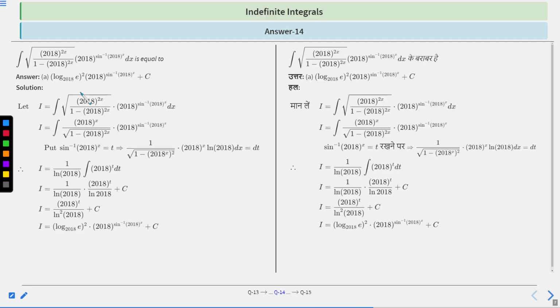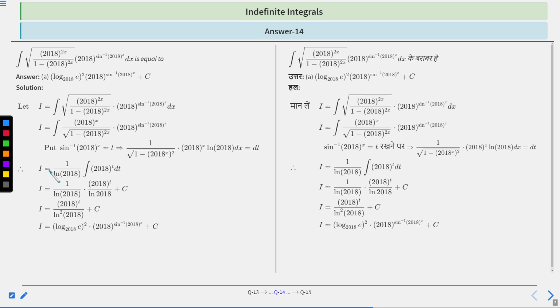Okay, let's move to the solution part. I is basically integration of root over 2018 to the power 2x upon 1 minus 2018 to the power 2x into 2018 to the power sine inverse 2018 to the power x dx. So I is basically integration of 2018 to the power x upon root over 1 minus 2018 to the power 2x into 2018 to the power sine inverse 2018 to the power x. Now let's take sine inverse 2018 to the power x equal to t. Therefore, 1 by root over 1 minus (2018 to the power x) whole square into 2018 to the power x ln 2018 dx is equal to dt.